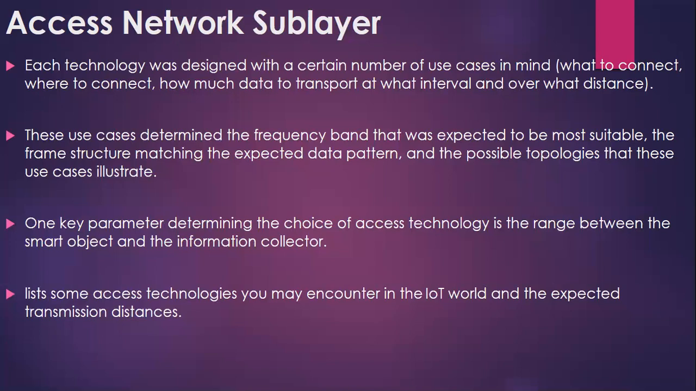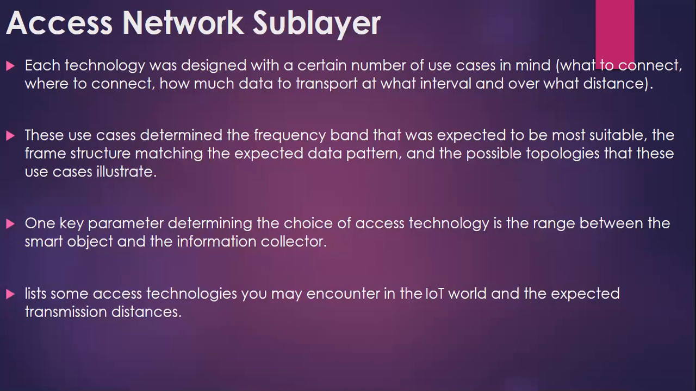Okay, what should be the data pattern to be communicated between the gateway and the sensor? Such type of problem we need to address over here. One key parameter determining the choice of the access network or access technology is the range between the smart object and the gateway, and the information collected. So what kind of information you are collecting? That is the first condition. Second will be what is the range between the targeted device and the gateway. So this is very important.